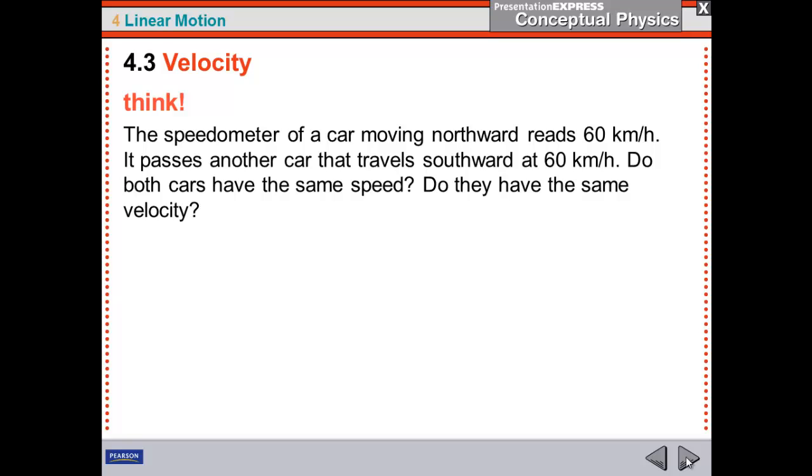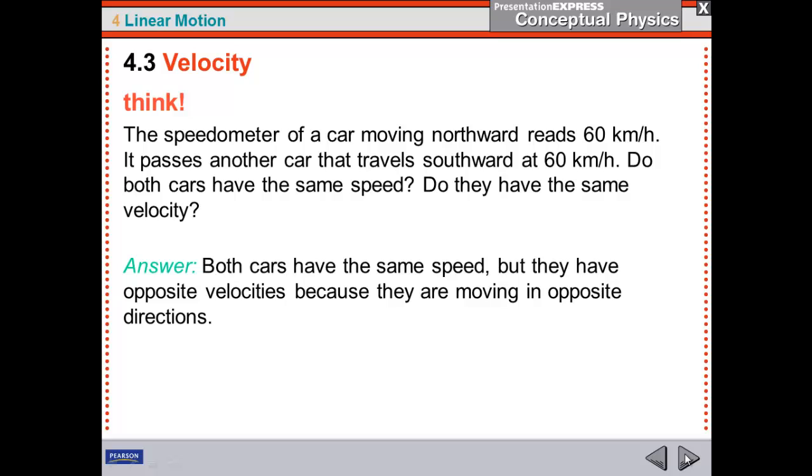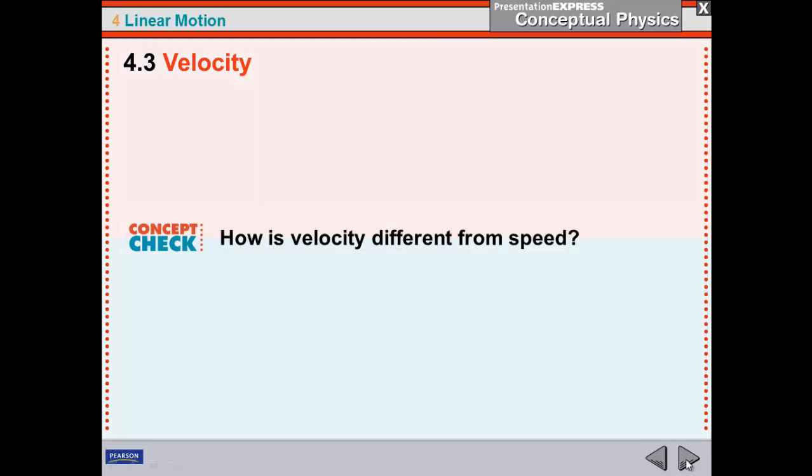So the speedometer of the car moving northward reads 60 kilometres per hour. If it passes another car travelling southward at 60 kilometres per hour, do both cars have the same speed? Do they have the same velocity? Well, yes, they do have the same speed, but one is going north, one's going south, so they have different velocities, don't they? Okay, so the speed's the same, but the velocity is in opposite directions.